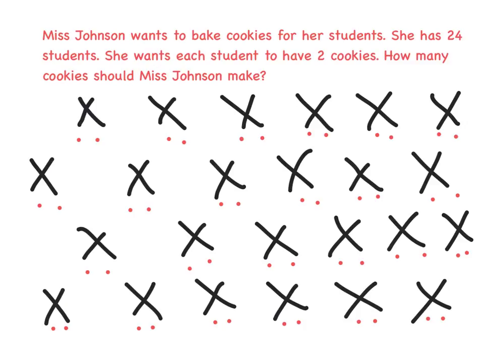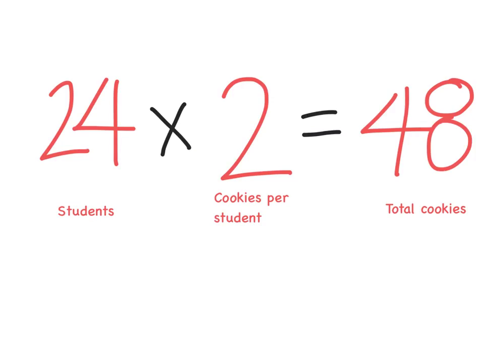I drew out 24 X's to represent the students. I then put 2 red dots below each X so that each student would have 2 cookies. In the end, you would add up all the dots that are the cookies to find out how many cookies Miss Johnson should make. There are 24 students, and each student should have 2 cookies. So the amount of cookies that Miss Johnson should make is 48.